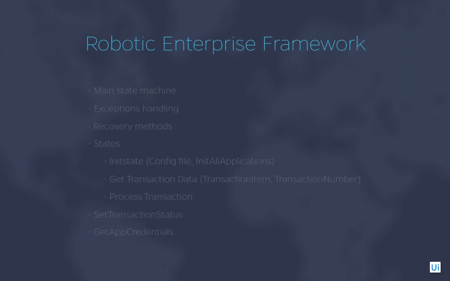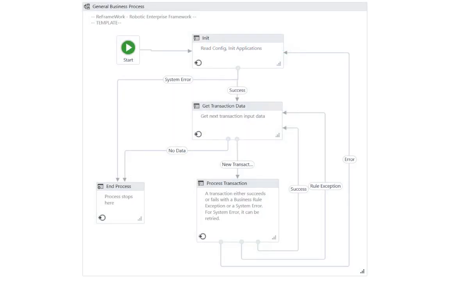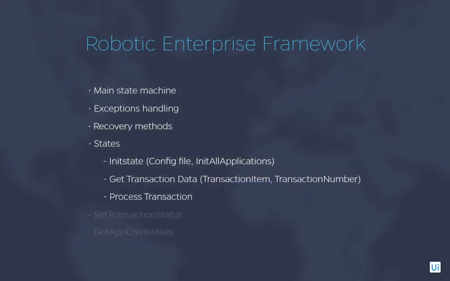So let's recap. We started by understanding the main state machine and the overall exception handling and recovery methods. We've then explored each state in detail, the init state with the config file, and init all applications. Get transaction data with the two important variables, transaction item and transaction number. Process transaction with the three possible outcomes, success, business rule exception, and system error. We've also explored the set transaction status and get app credentials activities.